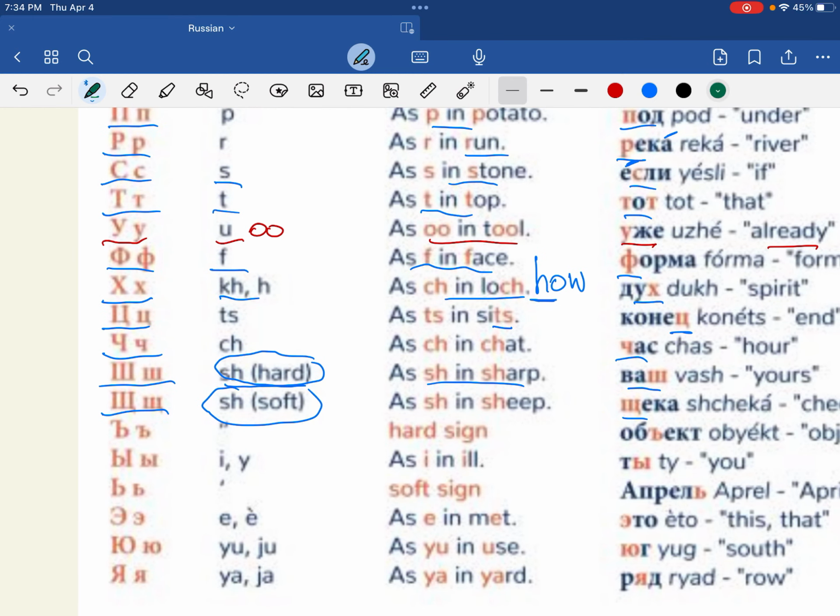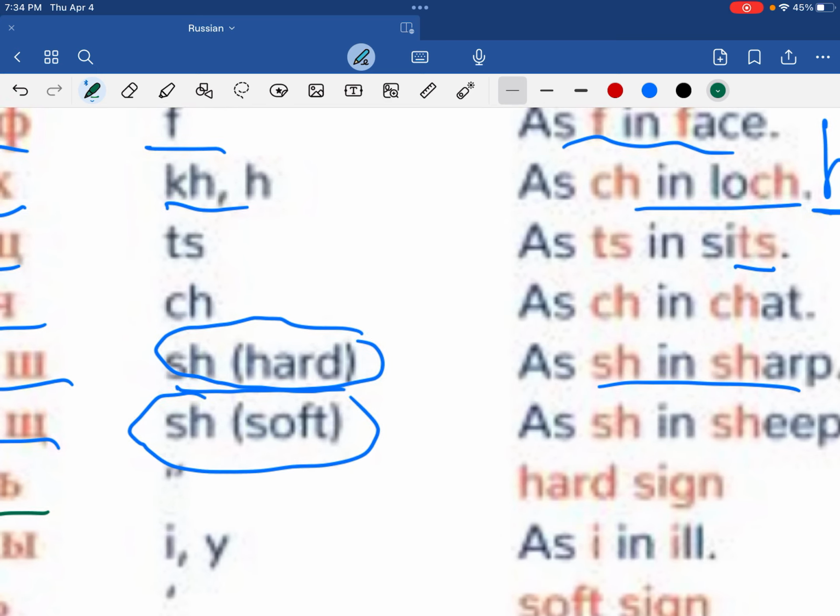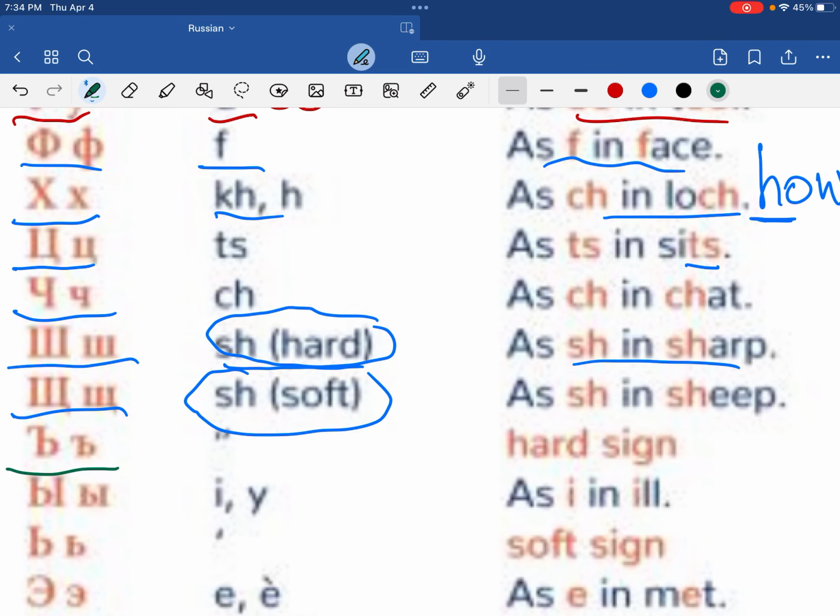And here we see the first letter that doesn't fit any group. It's neither a consonant nor a vowel. This is the hard sound letter. In Russian, it's called твердый знак. And it's written like this.